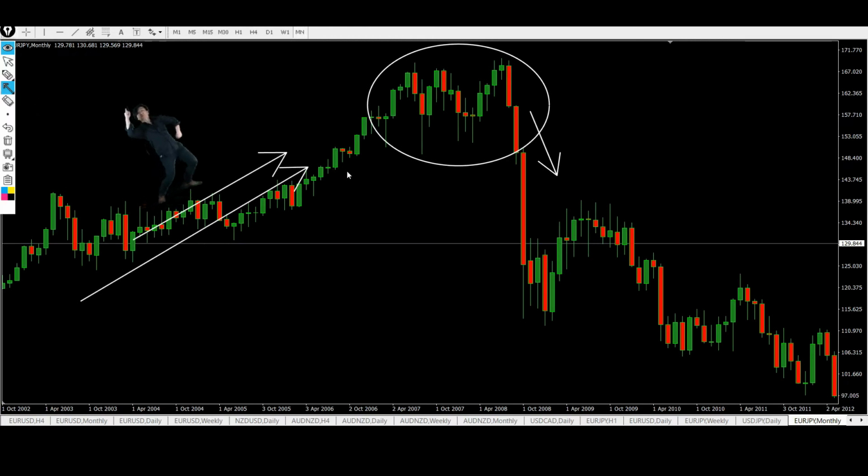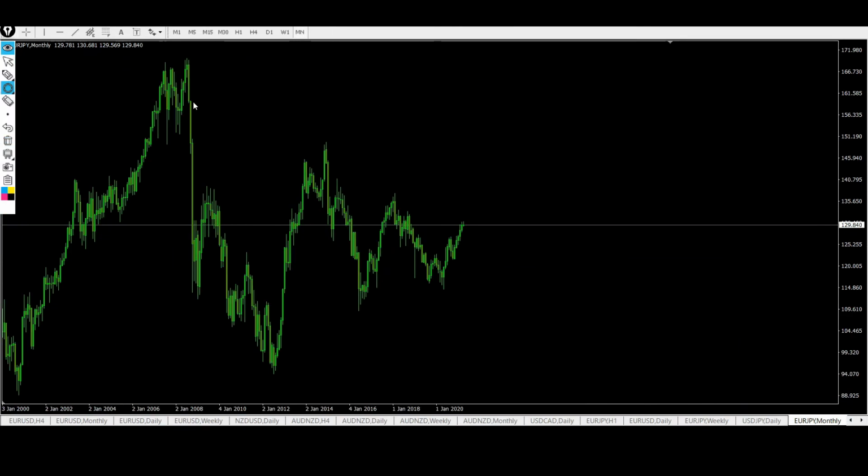And just like we did for the HNS pattern, a simple way to find out the trend before the reversal pattern is to first zoom all the way out and look to the left of the reversal pattern in question. So that double top reversal pattern is right here.